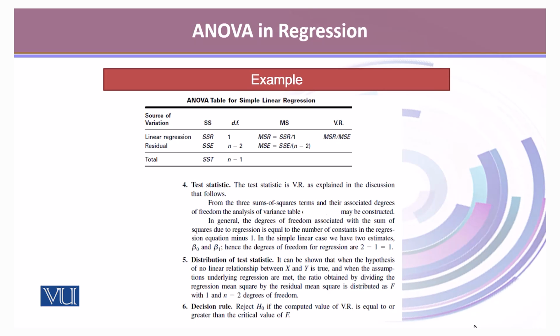It's very important that we understand the distribution of the test statistic. It can be shown that when the hypothesis of no linear relationship between x and y is true, and when assumptions underlying regression are met, the ratio obtained by dividing the regression mean square by the residual mean square is distributed as F, with 1 and n minus 2 degrees of freedom. Our decision rule states that we reject h0 if the computed value of variance ratio is equal to or greater than the critical value of F. We can also use the p-value approach, where we reject the null hypothesis if p-value is less than alpha.